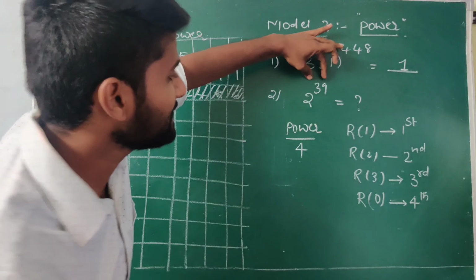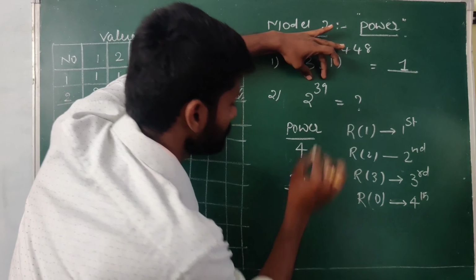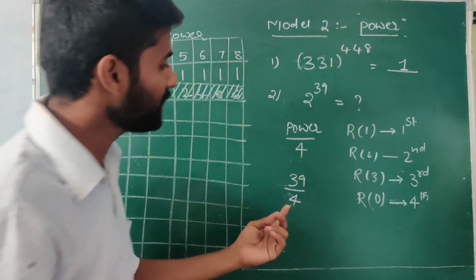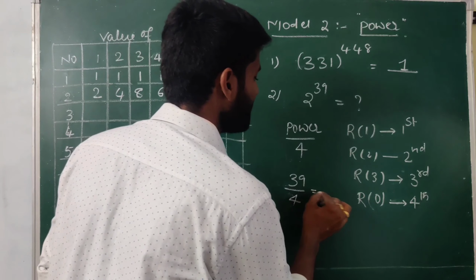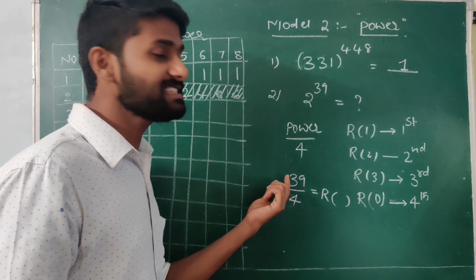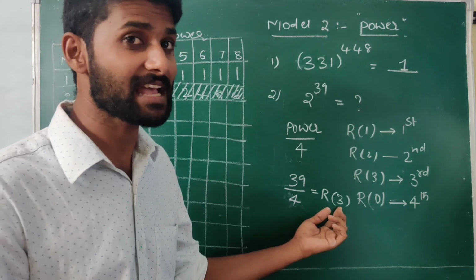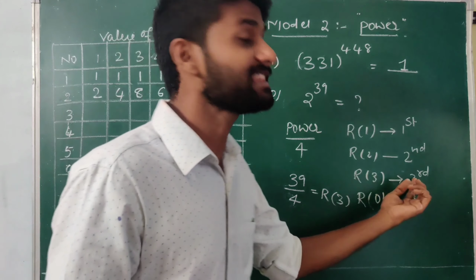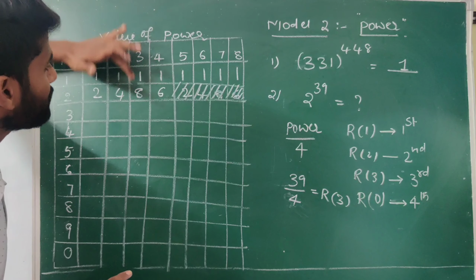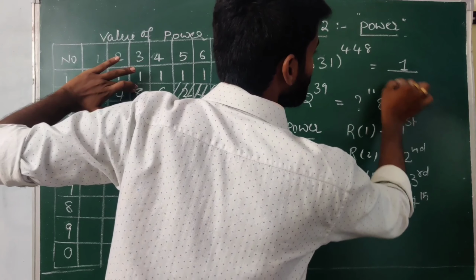For this question, go with 39. 39 is divided by 4. Just check what remainder we get. We already know that 4 9s are 36, so we get remainder 3. We don't take 3 as the answer; if we get 3 as a remainder, the third repeated value is the answer. What is the third value here? It is 8. So for 2 power 39, the units place value is equal to 8.